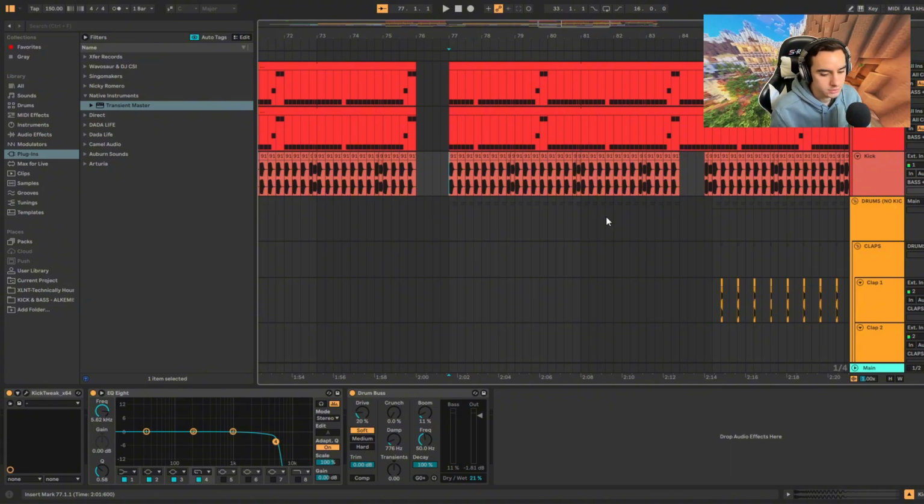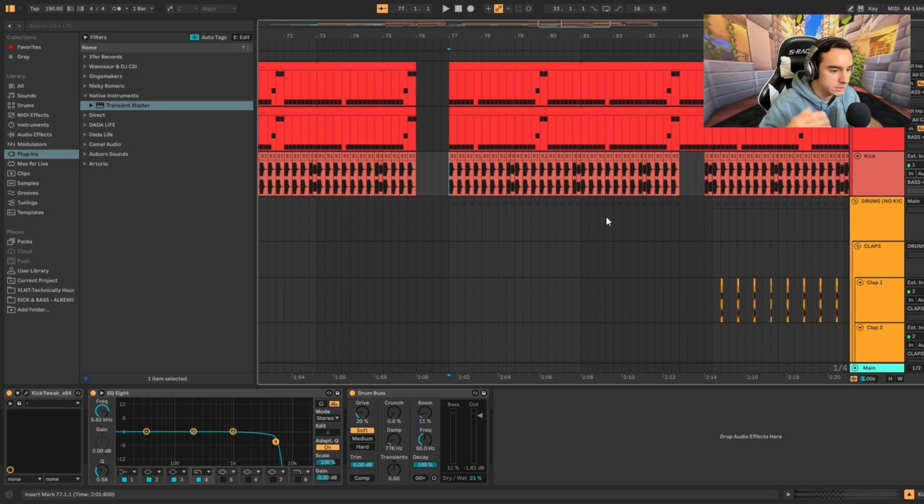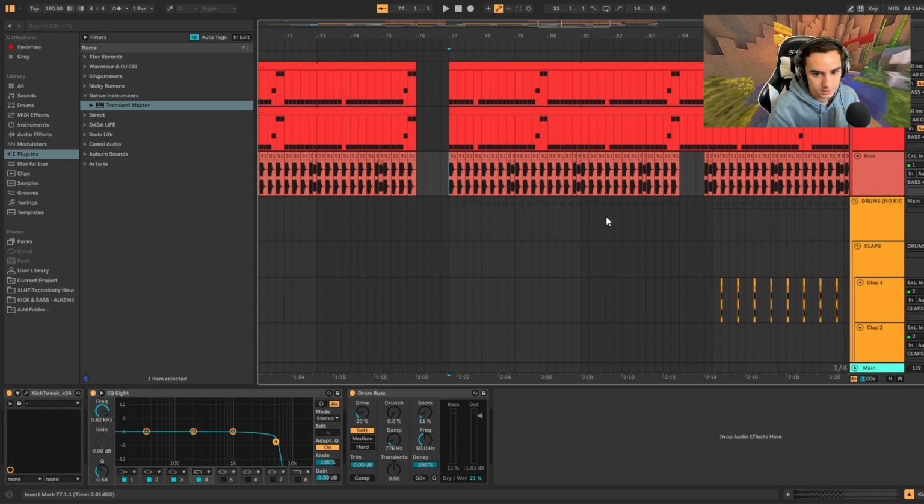Sometimes in like house music, the kick is prominent, but not necessarily, like some of the high end is cut out. But this one, you want it to be very present in the song. And so this is what it sounds like.